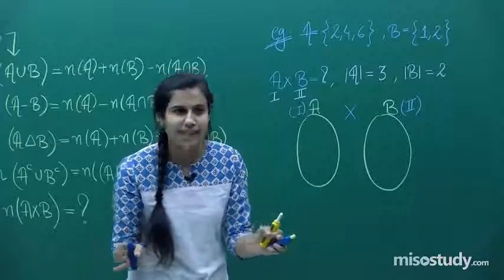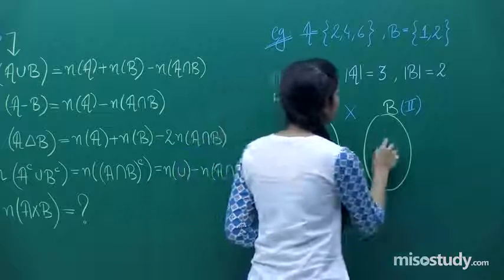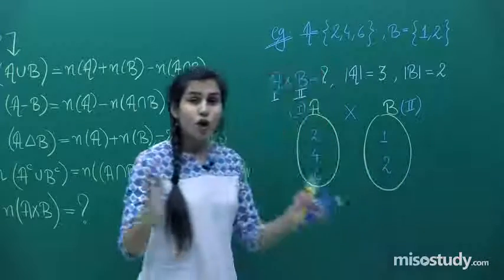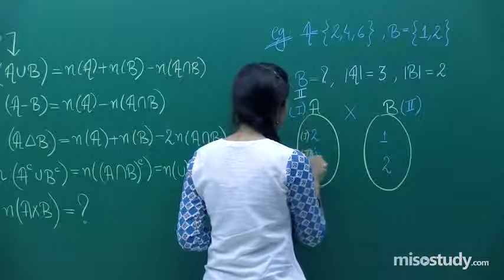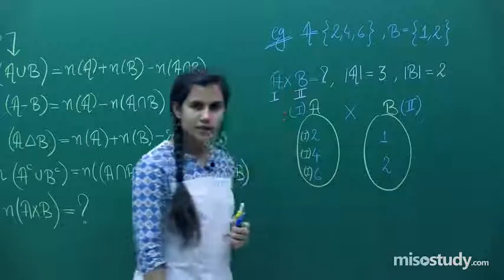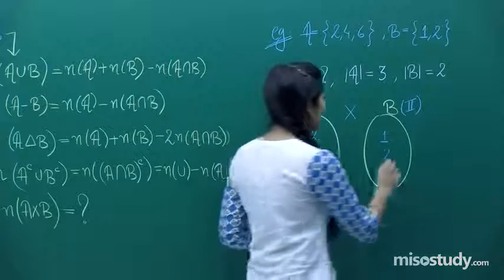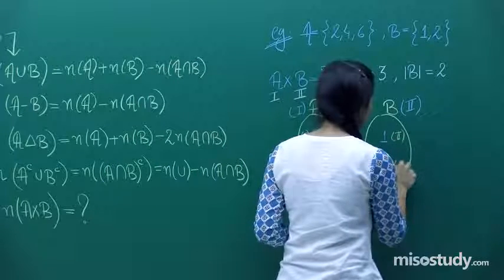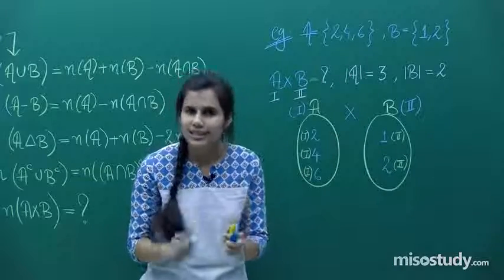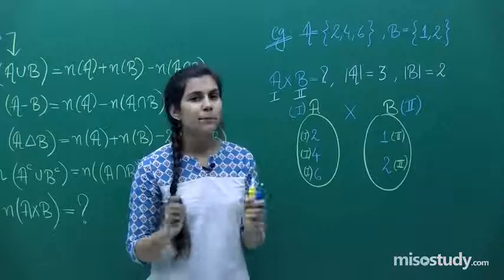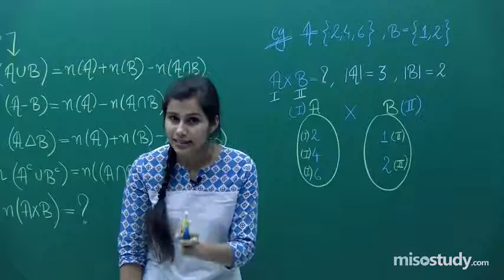No question about that. Because A has members 2, 4 and 6, B has members 1 and 2, and you already know that 2 is my very first element, 4 is also first and 6 is also first, because they are members of the set which is first. And 1 is going to be my second, and this is going to be my second, because they are sitting in the set whose position is second. And therefore, just by the position of the sets, we are successfully able to position our elements.